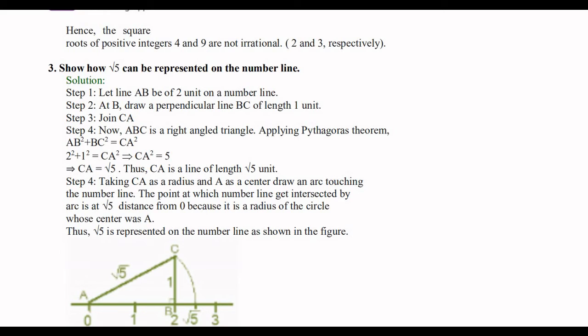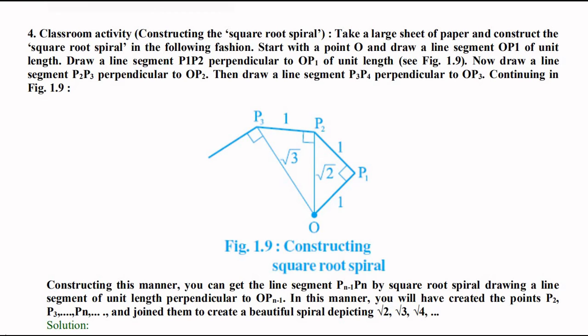Step 5 is taking CA as a radius and A as a center, draw an arc touching the number line. The point at which the number line gets intersected by the arc is at root 5 distance from 0, because it is a radius of the circle whose center was A. Thus, root 5 is represented on the number line as shown in the figure. So now the fourth question is a classroom activity. Constructing the square root spiral.